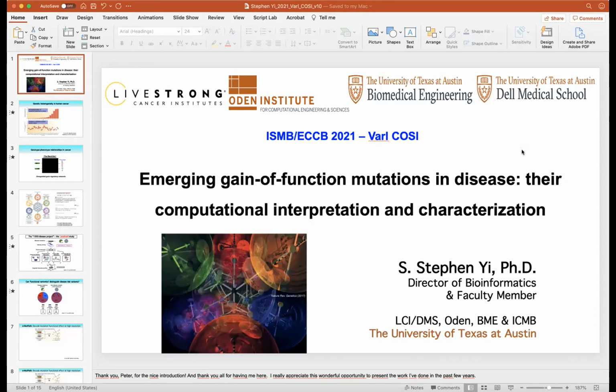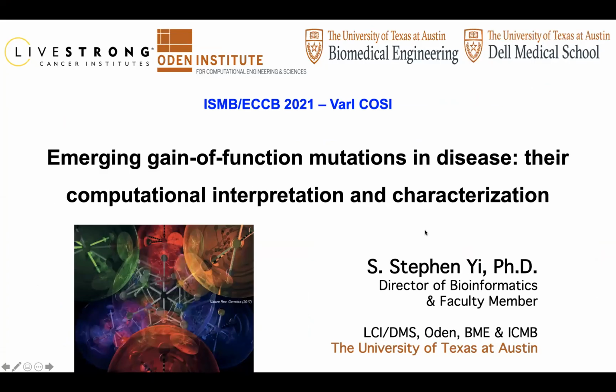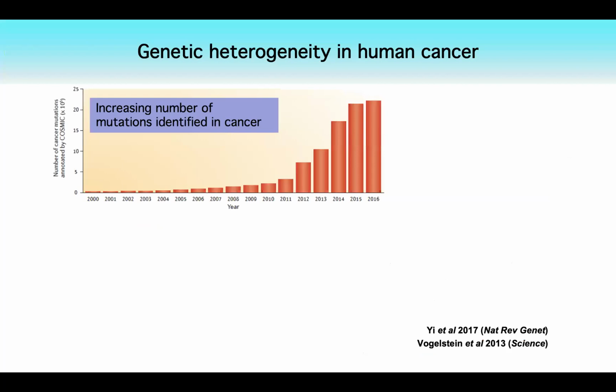My name is Stephen Yi, Director of Bioinformatics at the University of Texas at Austin. Today I'm going to talk about emerging gain of function mutations in disease and their computational interpretation and characterization. So let's first start with this general question.